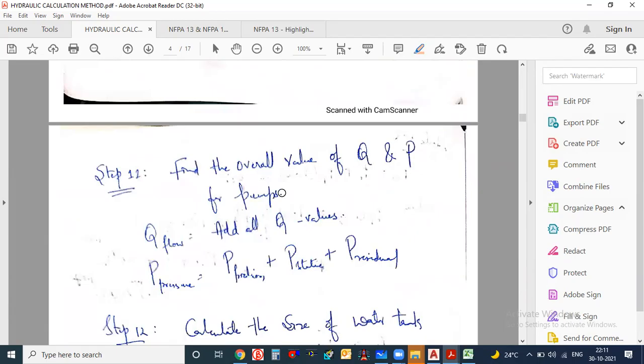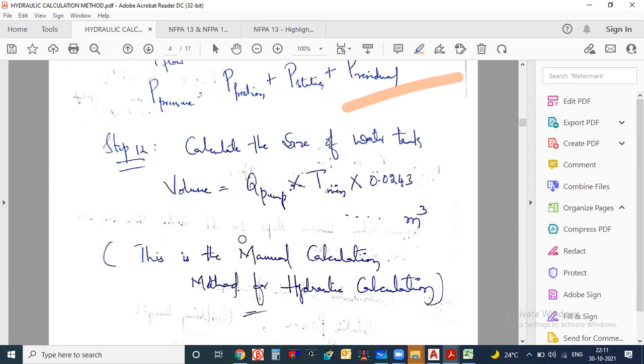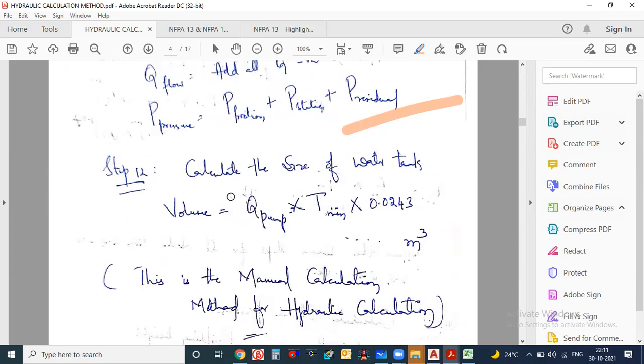Find the overall Q and P for all pumps, add all Q values, add all pressure values, get the volume of pump, get the volume size of the water tank. Volume you have to check. So these are the steps.